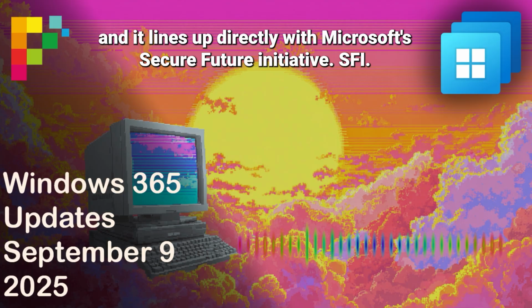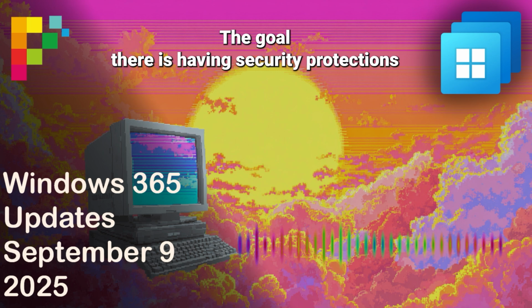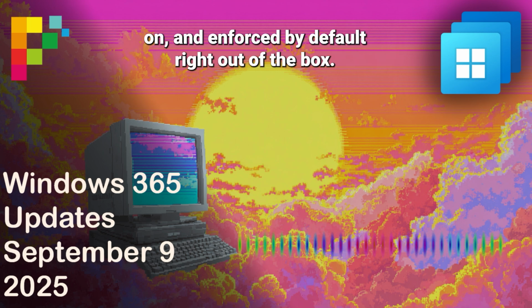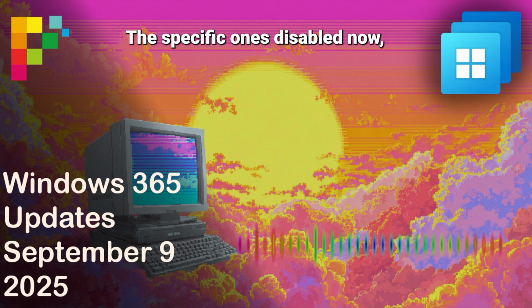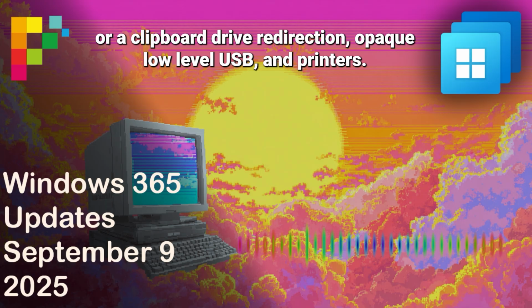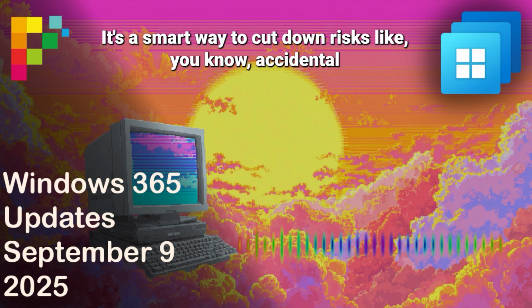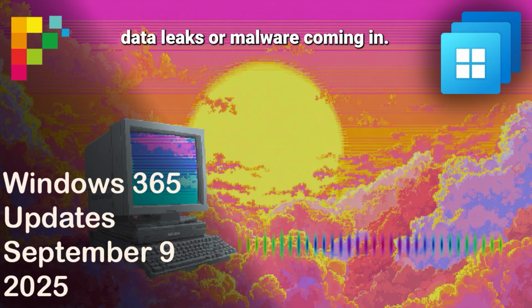And it lines up directly with Microsoft's Secure Future Initiative, SFI. The goal there is having security protections on and enforced by default, right out of the box. It minimizes configuration hassle and reduces risk. The specific ones disabled now are clipboard, drive redirection, opaque low-level USB, and printers. It's a smart way to cut down risks like accidental data leaks or malware coming in.